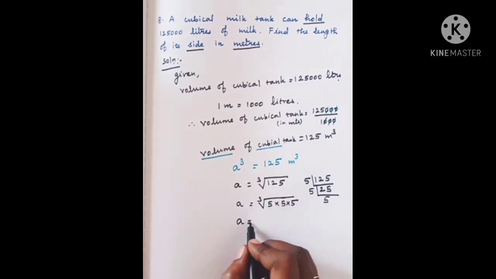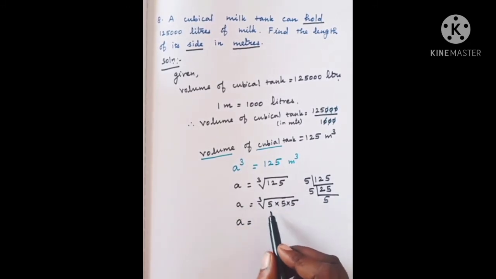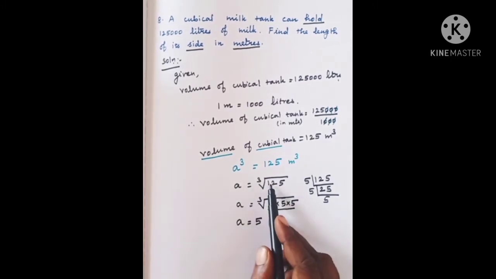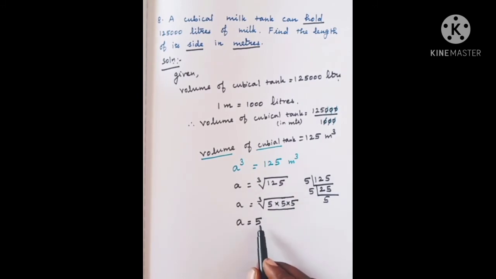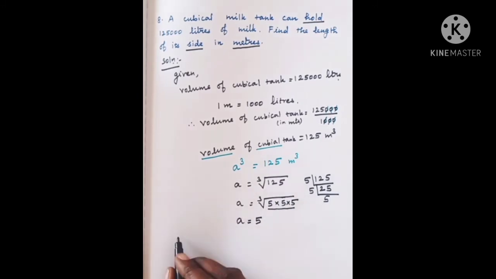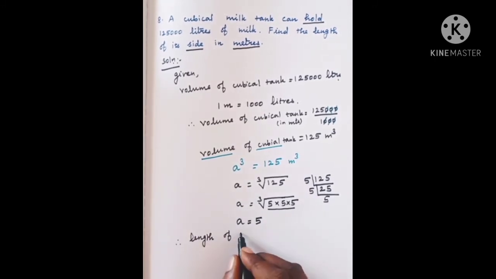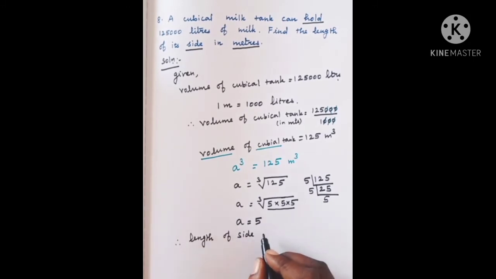So A is equal to, here cube root is there, we have 5 three times. So you will take one 5 outside. So cube root of 125, the answer is 5. A is equal to 5. Therefore, the length of the side of the cubical tank.